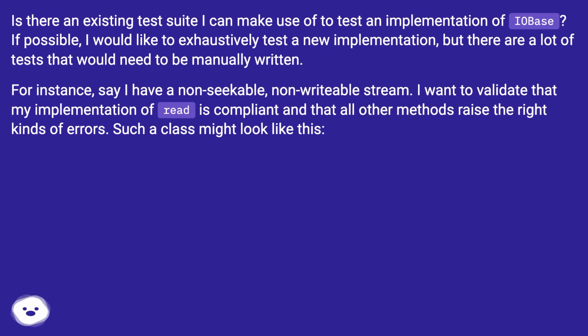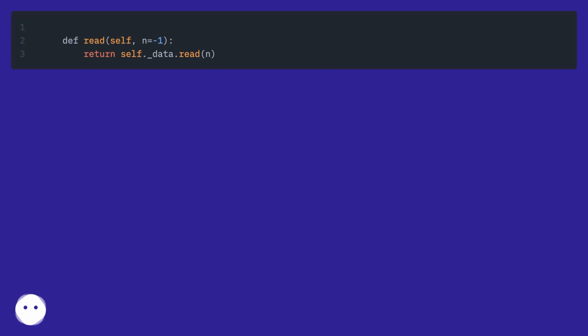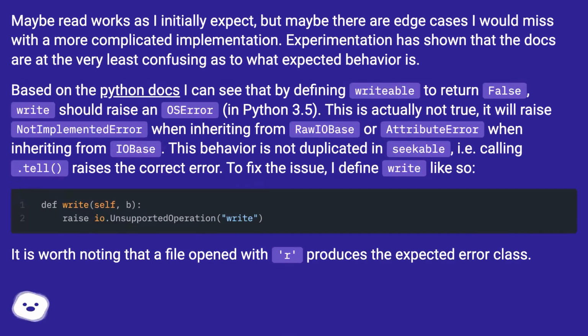For instance, say I have a non-seekable, non-writable stream. I want to validate that my implementation of read is compliant and that all other methods raise the right kinds of errors. Such a class might look like this. Maybe read works as I initially expect, but maybe there are edge cases I would miss with a more complicated implementation. Experimentation has shown that the docs are at the very least confusing as to what expected behavior is.